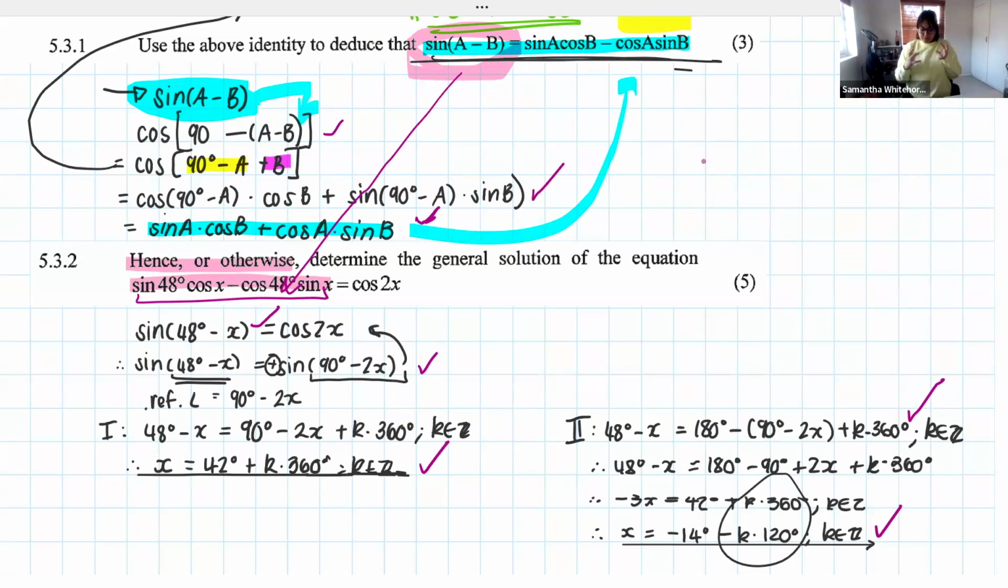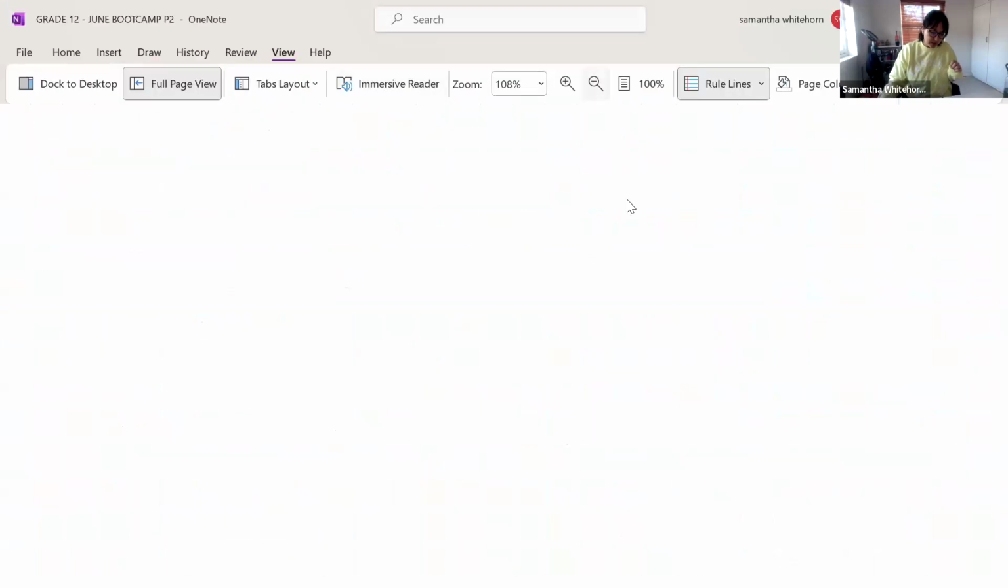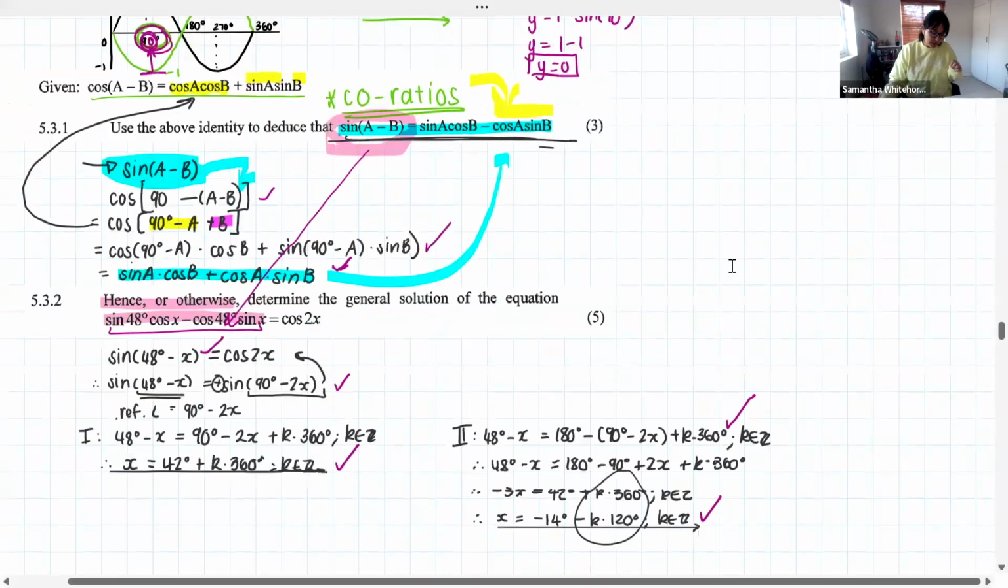So correctly solving for your general solution, essentially. All right, let me make this a touch smaller so you can screenshot this. Oops, there we go. Any questions again, guys, please ask.